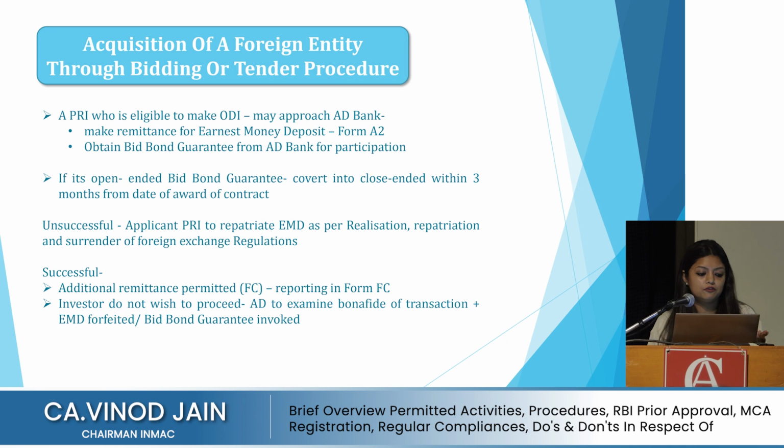But if you are successful, and now you will be required to put up the additional remittance, of course you are permitted to give the additional remittance. The reporting is done in Form FC. Only that reporting is required. If the investor does not wish to proceed, then the AD bank has to see whether the transaction was bona fide or not, and that earnest money deposit will be forfeited, or that bid bond guarantee would be invoked. And this is when the PRI doesn't want to proceed with that option.